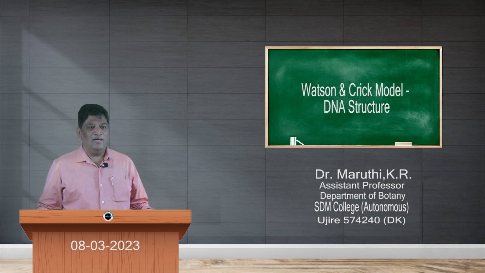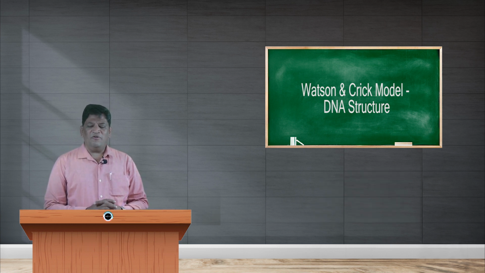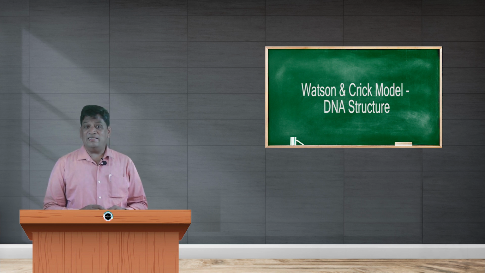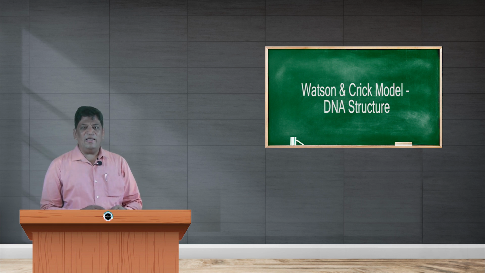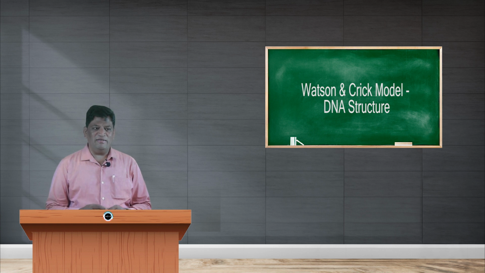Today we are going to discuss the Watson and Crick model of DNA structure. Perhaps the most fundamental property of all living organisms is the ability to reproduce. All organisms inherit the genetic information specifying their structure and functions from their parents. Likewise, all cells arise from pre-existing cells. So, the genetic material must be replicated and passed from parent to progeny cells by cell division.